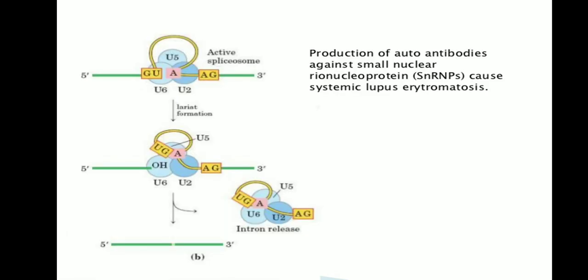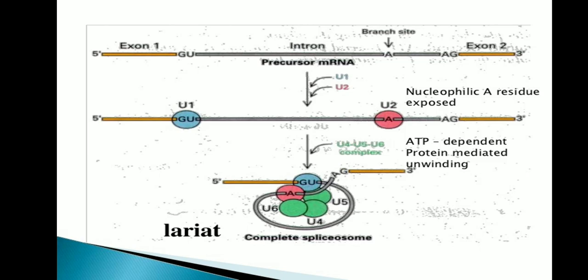So you can see the introns, right, which start with the GU sequence and end at the AG sequence, and there is a branch site, that is denoted by A, adenine, okay? So U2 will bind at the branch site and the U1 will bind at the GU site, okay, the starting point of introns, right?